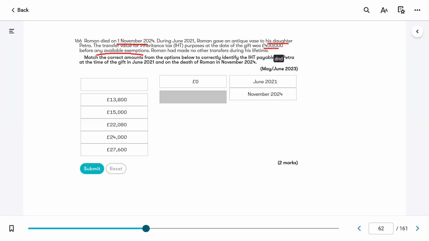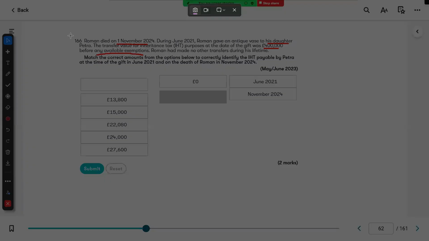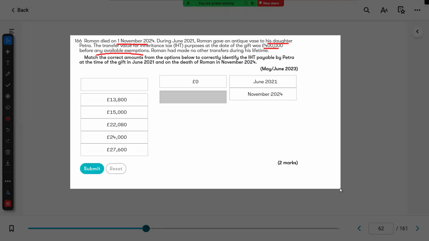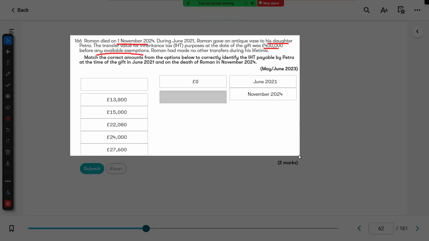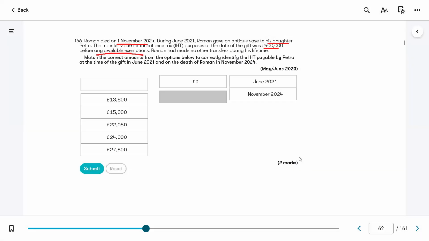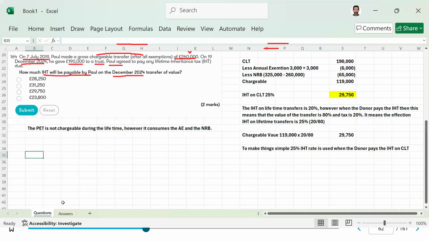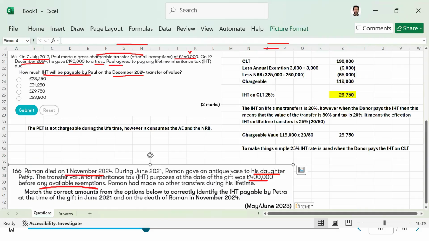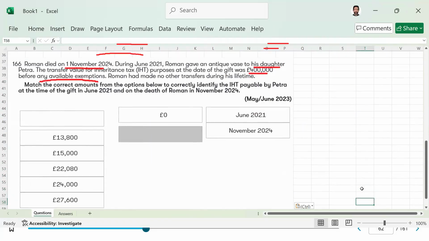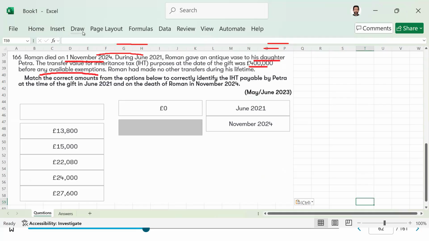Okay. So it's best if we take this question to the Excel so that we could understand it properly. So here we look at this question, so that we can easily understand this part.